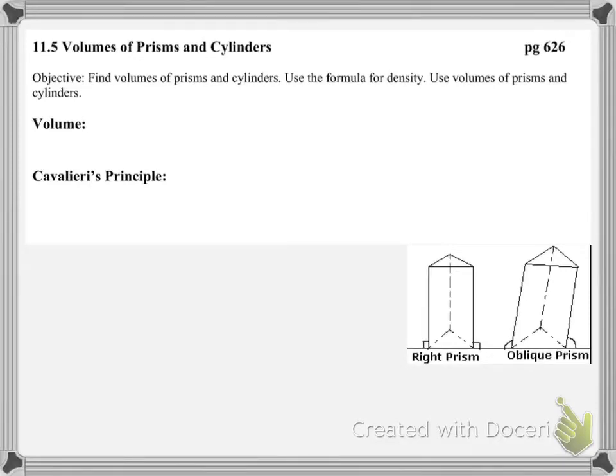All right, here we go, section 11.5, volumes of prisms and cylinders. Okay, so today our objective is to find the volumes of prisms and cylinders. Use the formula for density. And then use volumes of prisms and cylinders to solve problems.